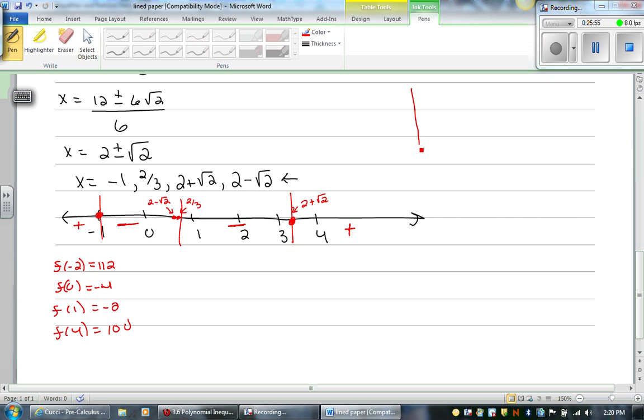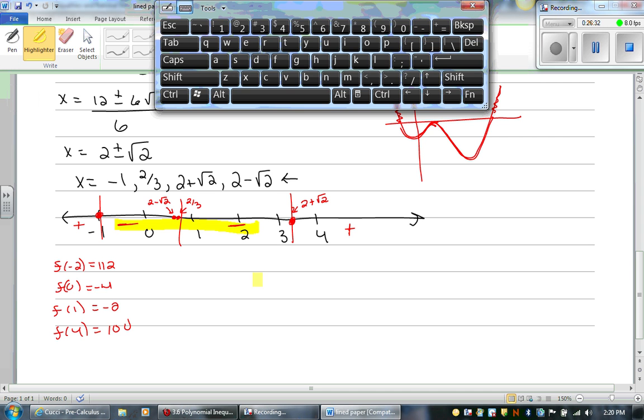Because what this function actually looks like, if I were to take a peek at the graph, looks something like this. Okay, so it comes up and touches and then comes back down. So we're positive, negative, negative, positive. Okay. So the question was, where is it less than or equal to 0? Less than or equal to 0 is where we're going to find it being negative.